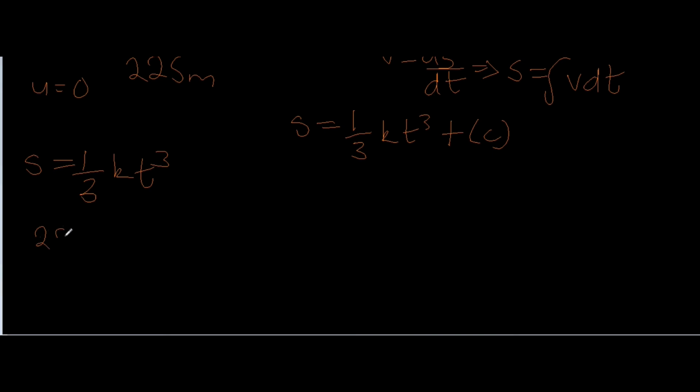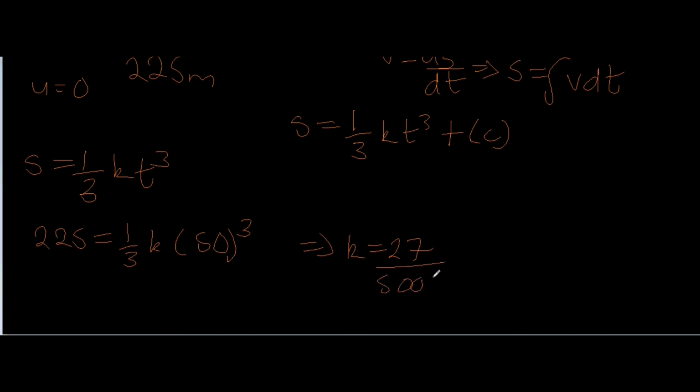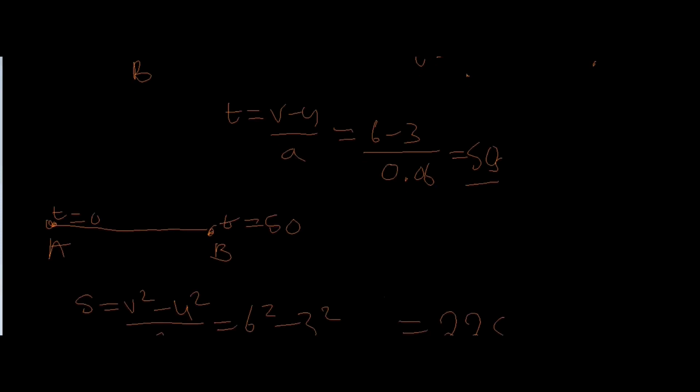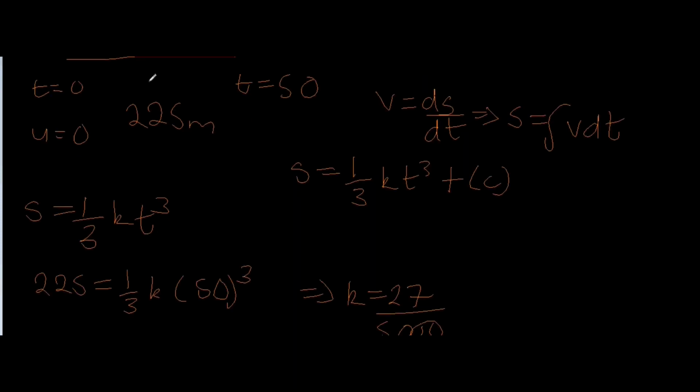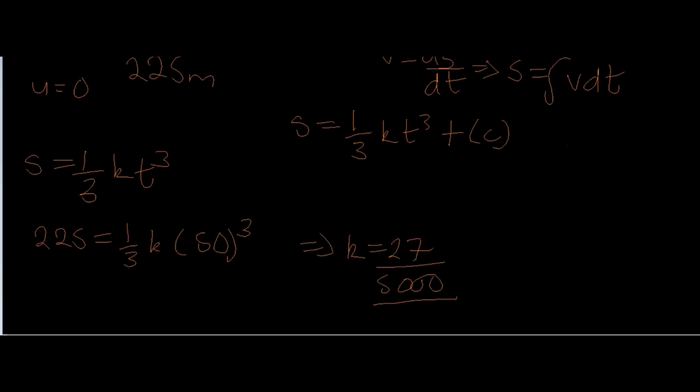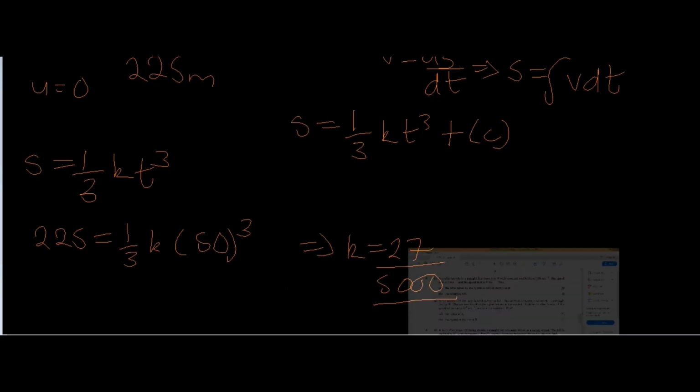So in other words, 225 is equal to a third of k multiplied by 50 cubed. And we simply solve for k. If we solve for k, we are going to see that k is equal to 27 over 5,000. So we simply interpreted our information here and applied the fact that velocity is the rate of change of displacement and solved it to get k is equal to 27 over 5,000.